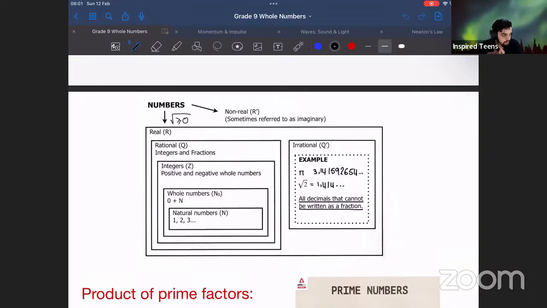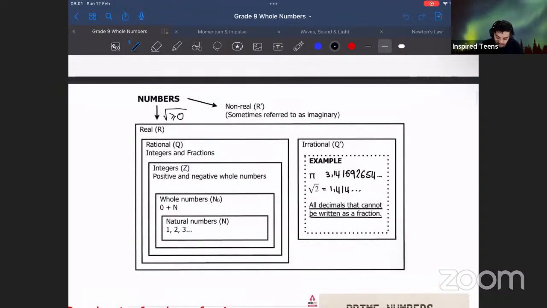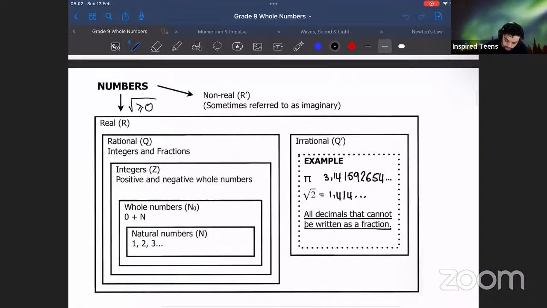Okay, so what we're going to do is we're going to start off with some basic revision of numbers. We are going to distinguish between non-real numbers and real numbers. We're going to first start off with non-real numbers. We define non-real numbers as any number that is a negative inside of a root, or we could even say less than 0.